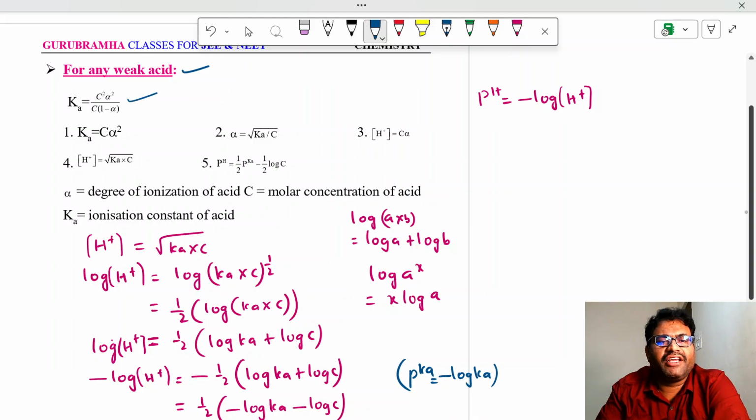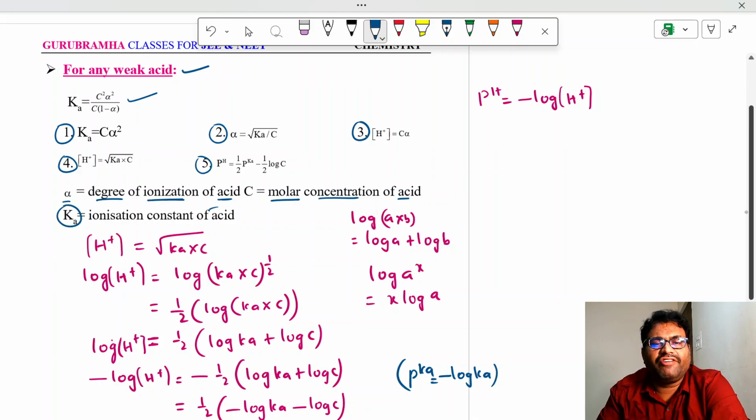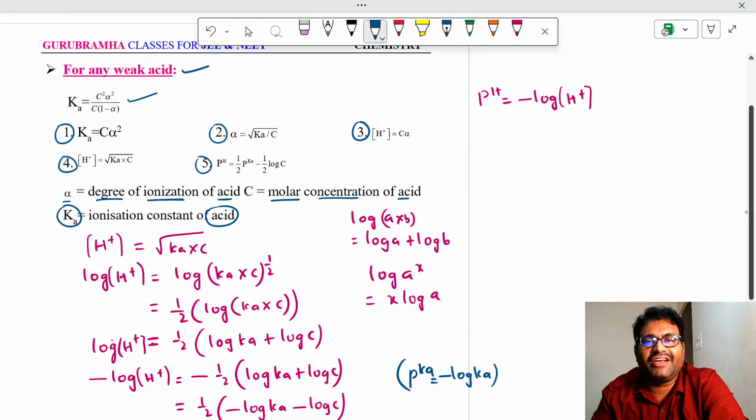This we have derived: Ka is equal to C alpha square. Then alpha is equal to root Ka by C. H plus ion concentration is equal to C alpha, so C alpha can be written as root Ka into C. And now we have derived the pH of a weak acid: pH of weak acid is equal to half pKa minus half log C. Here alpha is the degree of dissociation or ionization of the acid, C is the molar concentration of the acid, and Ka is the ionization constant or dissociation constant of the acid.